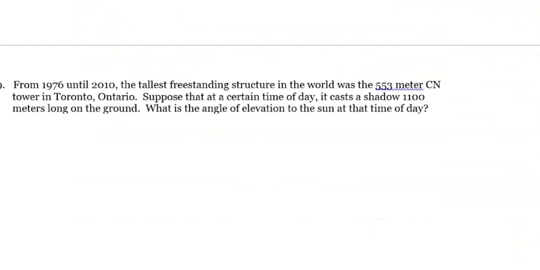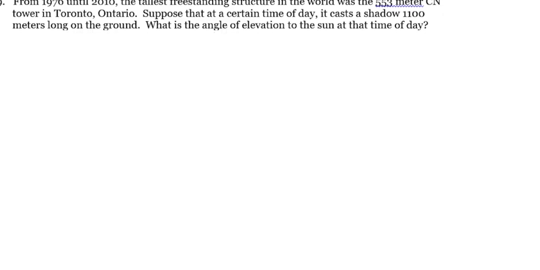Okay, so let's go to the next one. Okay, so this problem says from 1976 until 2010, the tallest freestanding structure in the world was the CN Tower in Toronto, Ontario, and it was 553 meters. Suppose at a certain time of day it casts a shadow 1,100 meters long on the ground. What's the angle of elevation to the sun at that time of day?